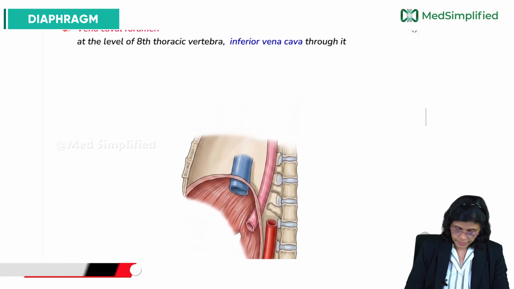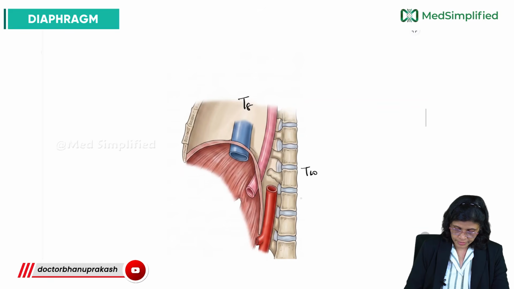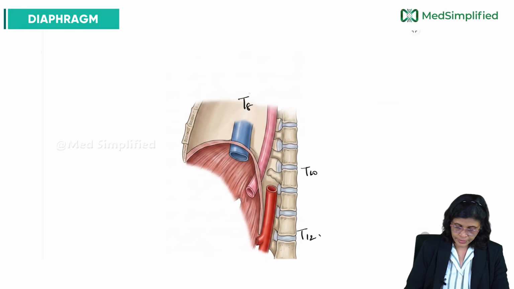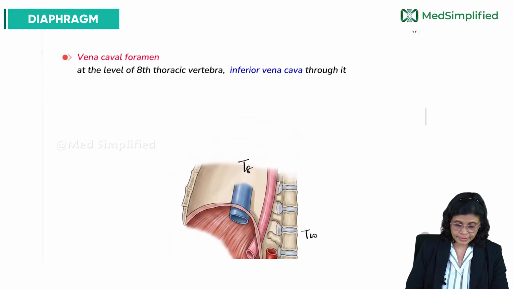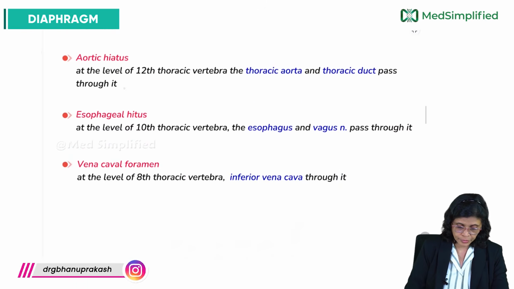So there we can see the vena caval opening at T8, the esophageal at T10, and aortic at T12 here. Okay, so the three openings at three different levels. So we can see aortic.